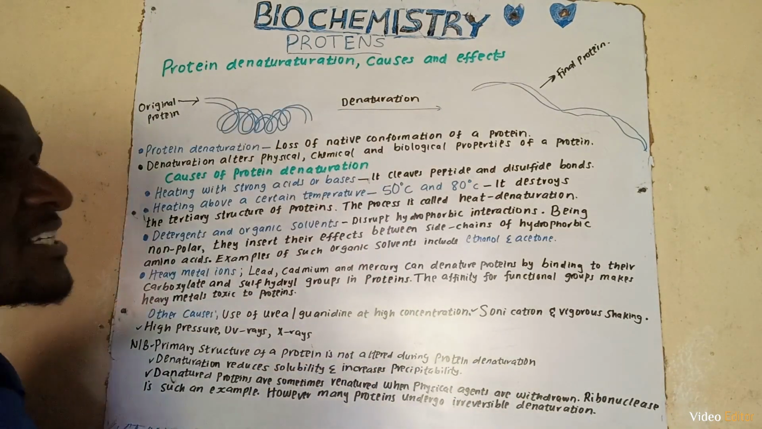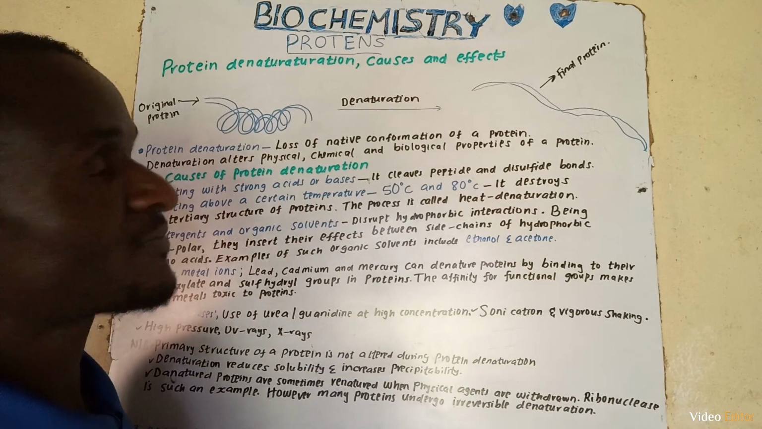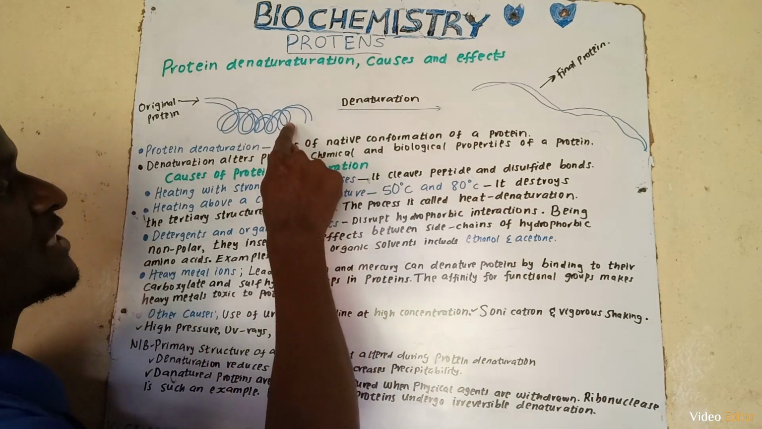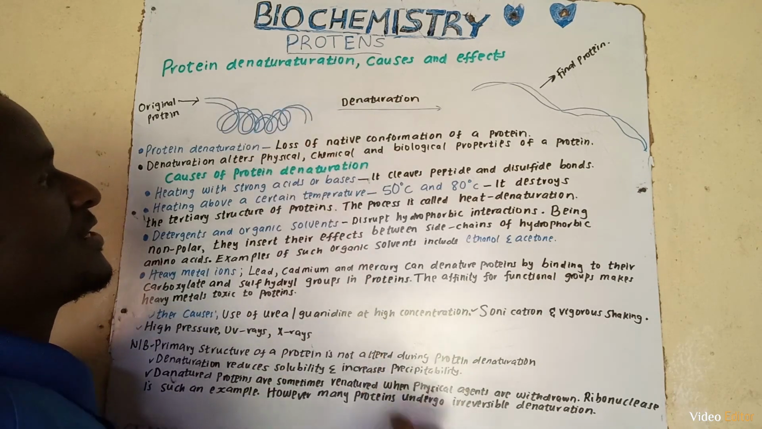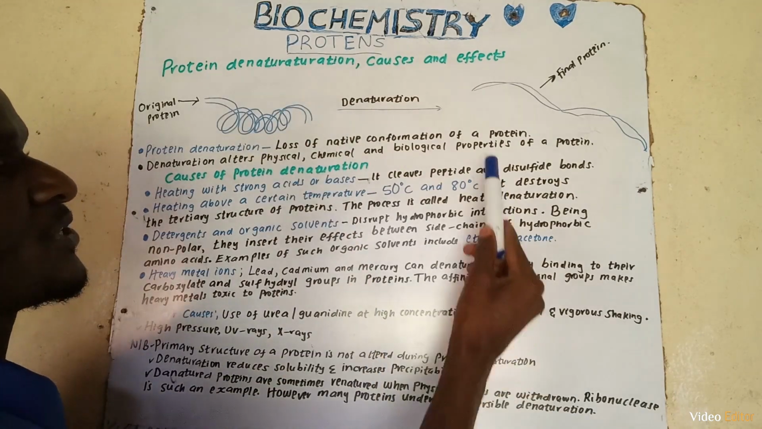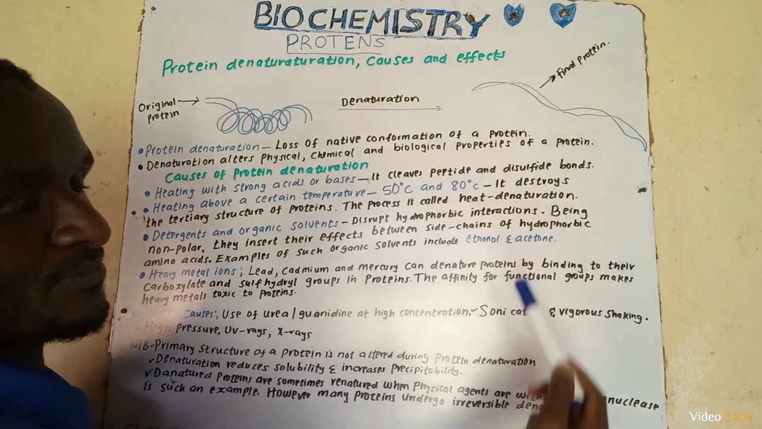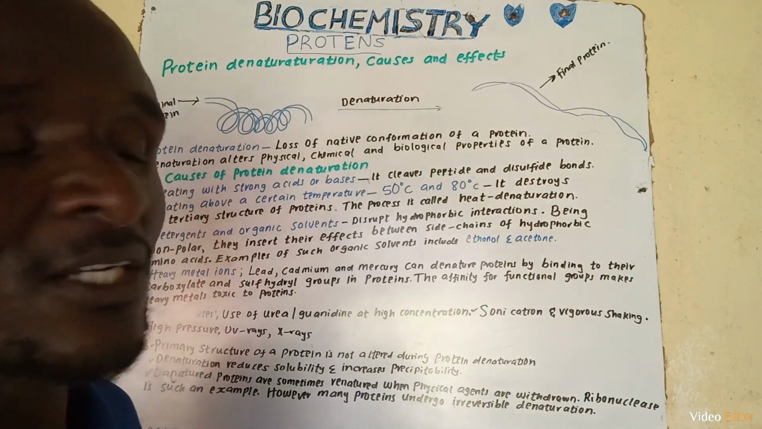So on the board I have illustrated an example of a protein. So this is the native conformation of a protein. That is, it is highly folded. So on denaturation, our protein is going to lose its native conformation, like that.